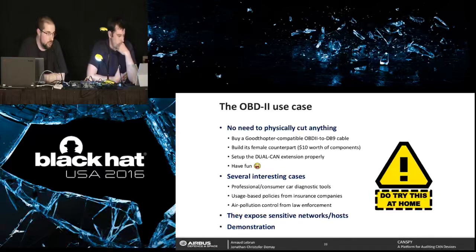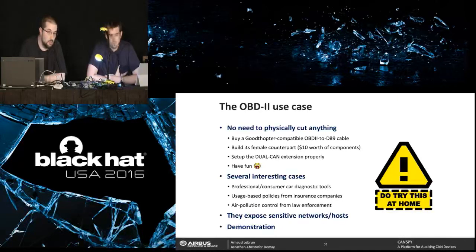The OBD2 port is just a port everyone can access on their car. That is a direct line to one CAN bus. There are several tools available to use the OBD2 device. You have the car diagnostic tool. You have insurance companies that are starting to provide OBD2 dongles to monitor driver behavior. And you even have law enforcement now, who are not only using sensors in your exhaust pipe, but also are checking your ECU directly. So that's why we argue this is an interesting case.